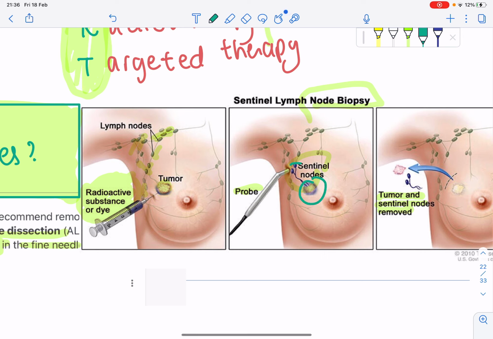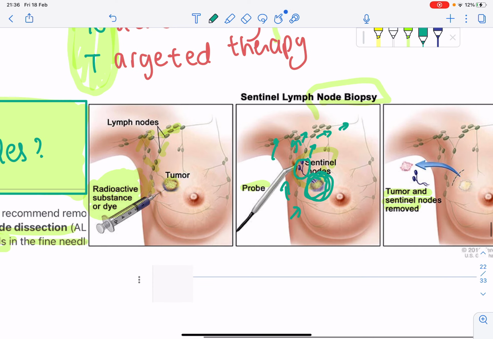The basis of a sentinel lymph node biopsy is that the tumor has not yet drained to the rest of the lymph nodes. Therefore, we excise the first lymph node close to the tumor, not to the nipple, close to the tumor, to prevent any of the malignancy from spreading, any of the cancer from draining into further lymph nodes.